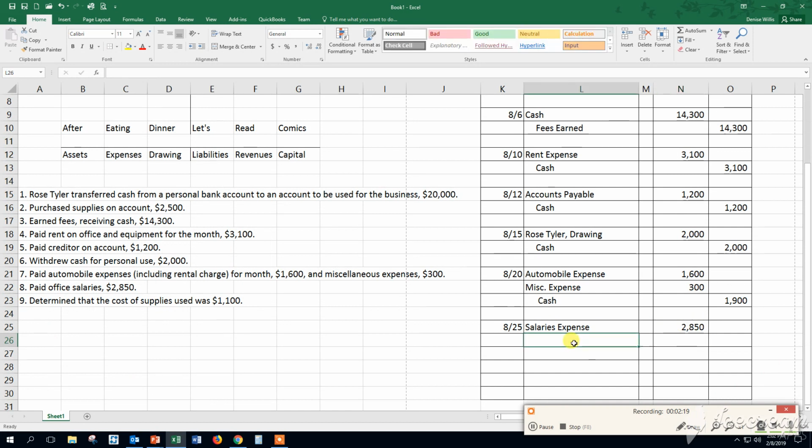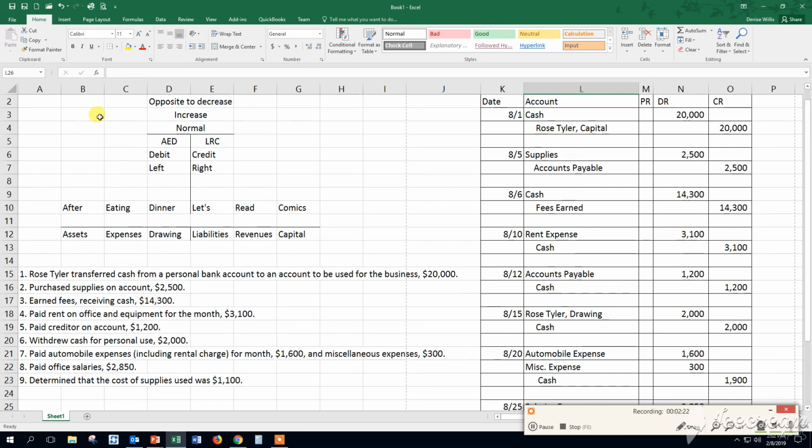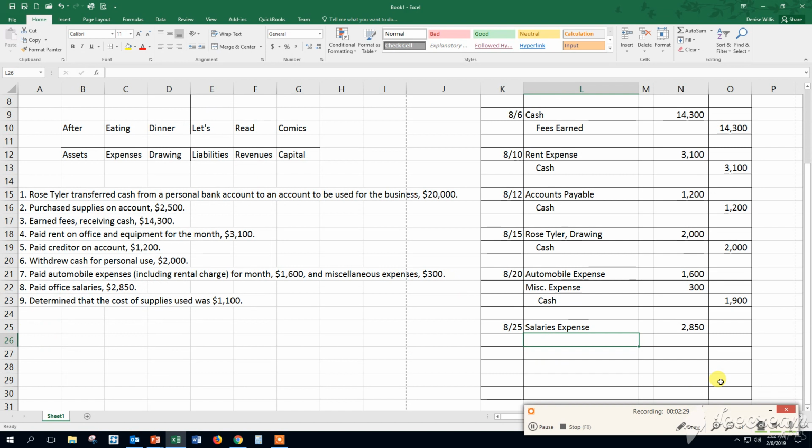How did we pay this? Well, we used up cash. Cash again has a normal debit balance. It increases with a debit, therefore it will decrease with a credit.